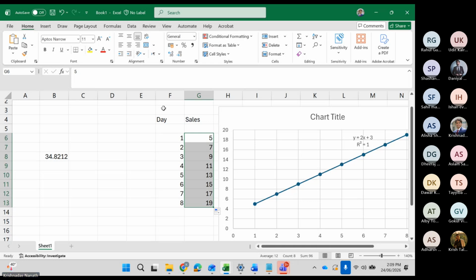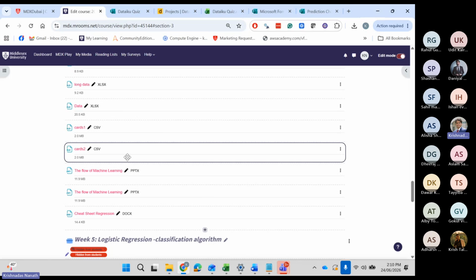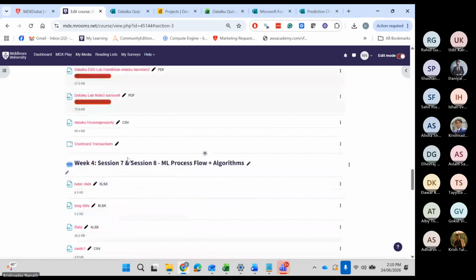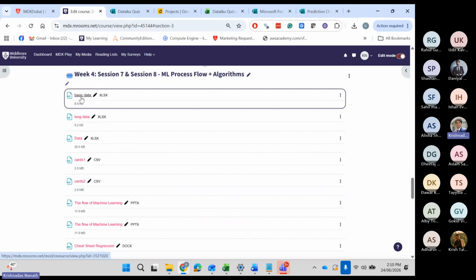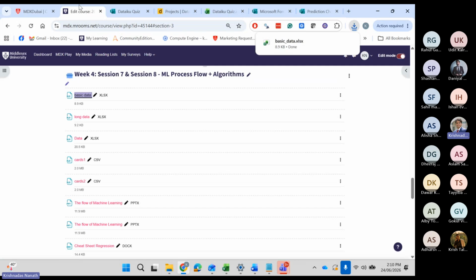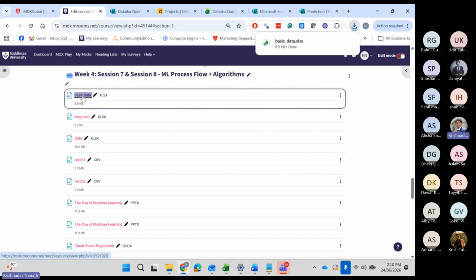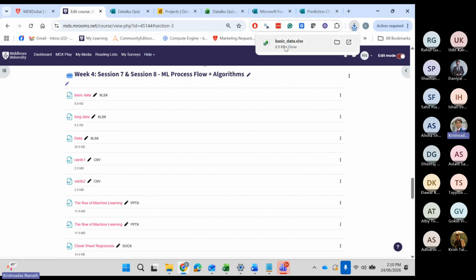Okay. Ready to try one small data set on your own? Let's go for it. So let's download the data first. In the week 4 folder, you will find an Excel sheet called basic data, the first one. Basic data.xlsx, not long data, not data, basic underscore data. That's the file I want you to open.